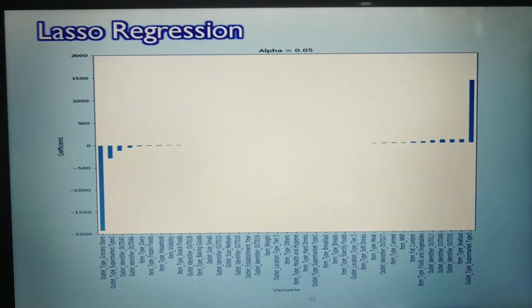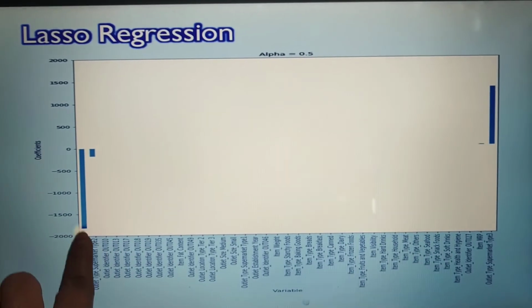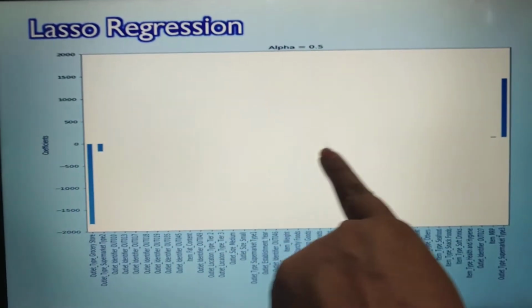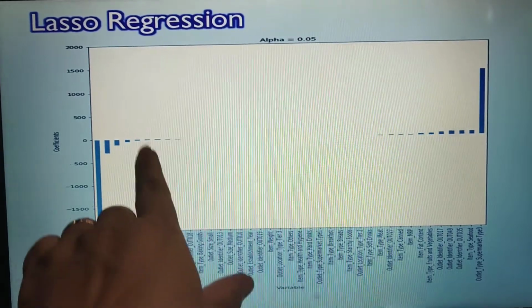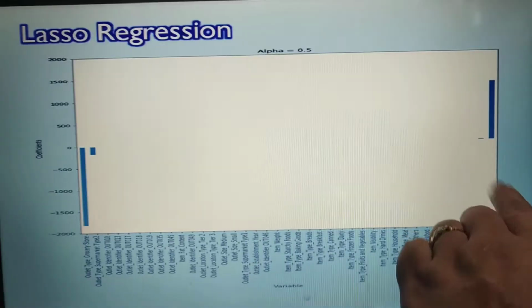See here, it was nearly 1900, we can say. It is reduced to some 1800 or 1700. Some values are reduced, but some values became nearly 0. If you see, many values have become 0 here, and in this case again, so many values have become 0. So this is the difference between lasso and ridge.